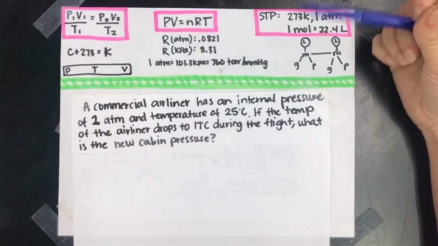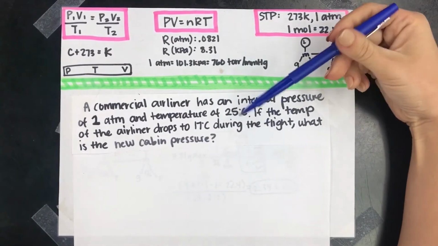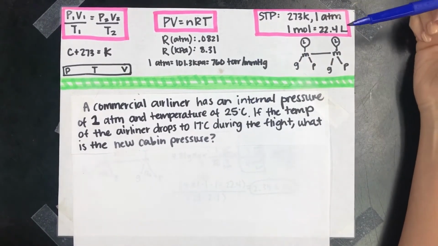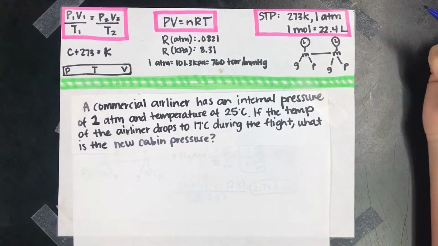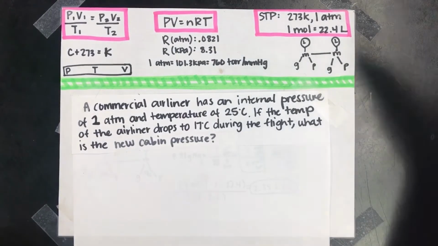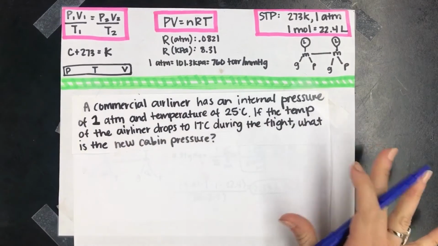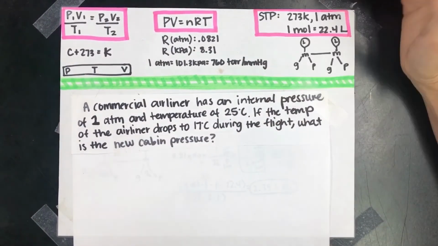Alright, so this says the commercial airliner has an internal pressure of 1 atm and a temperature of 25 degrees Celsius. If the temperature of the airliner drops to 17 degrees Celsius during the flight, what is the new cabin pressure? So there are a few red flags. One, I don't see anywhere in this problem STP, so I can eliminate that.